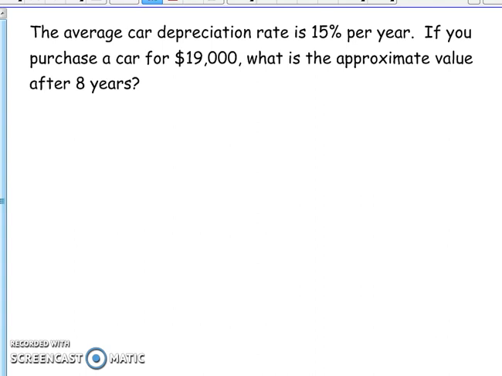So we're going to set this up first as a function. So we'll say y equals, and the initial amount is 19,000. And then because we're depreciating or we're decaying, it's going to be 1 minus the rate. So the rate is 15%, so we'll change that to 0.15. And then the time is 8 years.